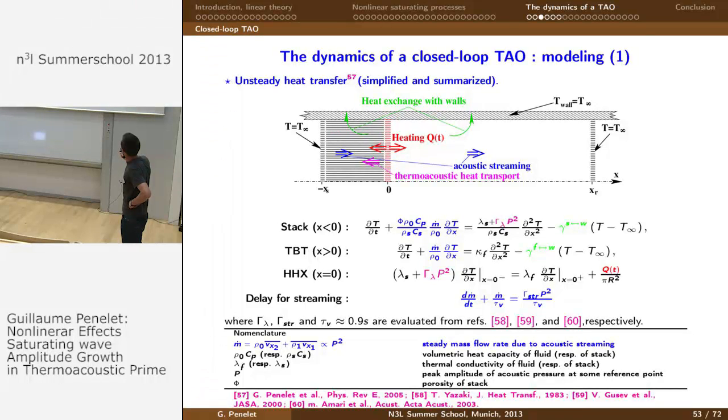So this is the acoustic streaming. This is the effect of acoustic streaming in the stack. And this is the effect of acoustic streaming in this part, which is called the thermal buffer tube. And the effect of thermoacoustic heat flux is taken into account in the form of an acoustically enhanced thermal diffusivity.